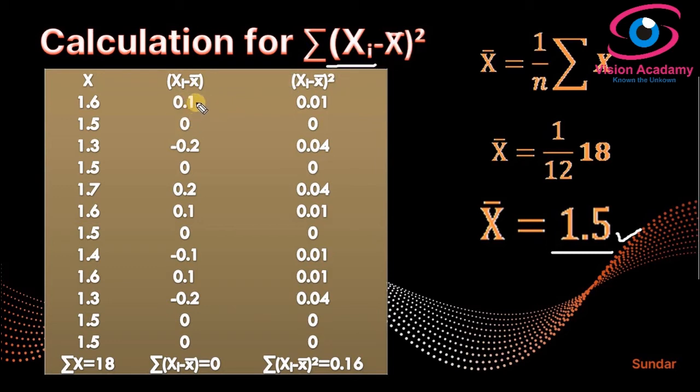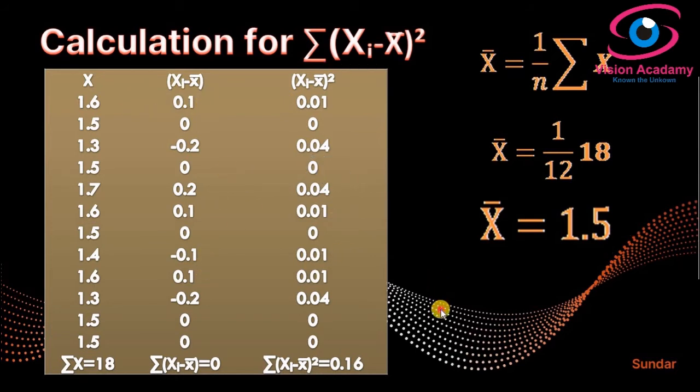So 0.1 into 0.1 is equal to 0.01, 0 into 0 is 0, minus 0.2 into minus 0.2 is 0.04, 0, 0.2 into 0.2 is 0.04, and same thing, 0.1 into 0.1 is 0.01, 0, minus 0.1 into minus 0.1 is 0.01. Same thing, we have just squared the xi minus x bar values.